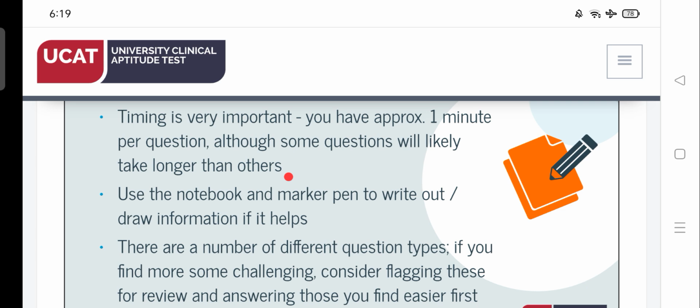You have to manage it very carefully because it's very important. You have approximately only 1 minute per question, but some questions that are lengthy will take more than 1 minute. So how are you going to manage it? Those questions that are very easy to solve, you solve in less than 1 minute, so you can save the time for the lengthy ones.